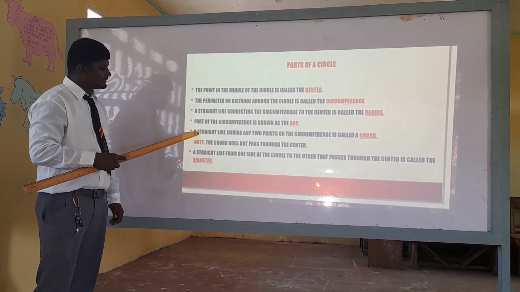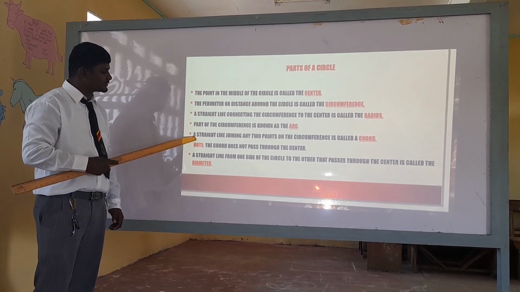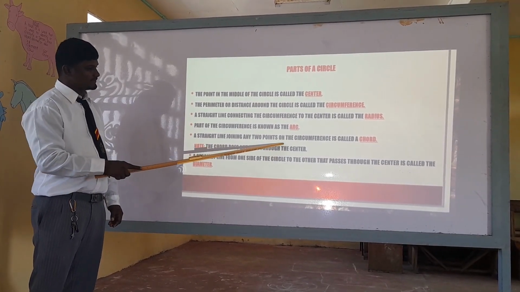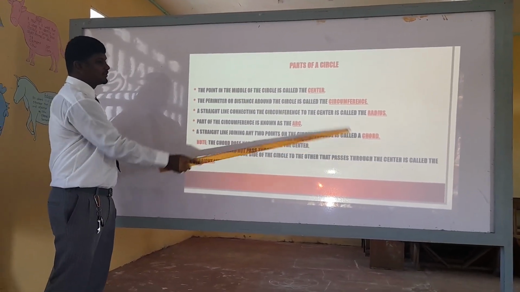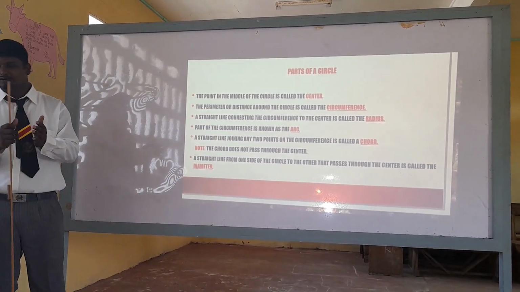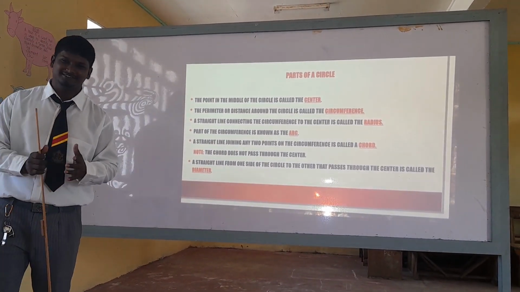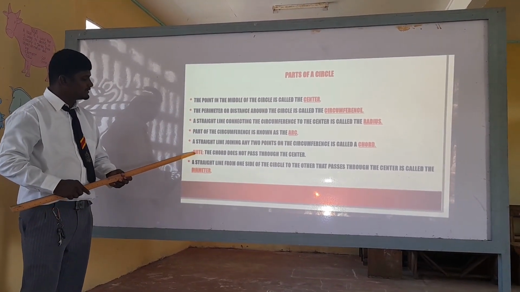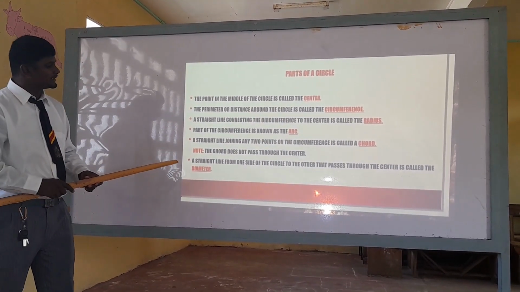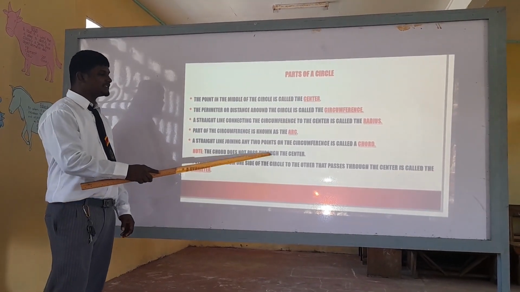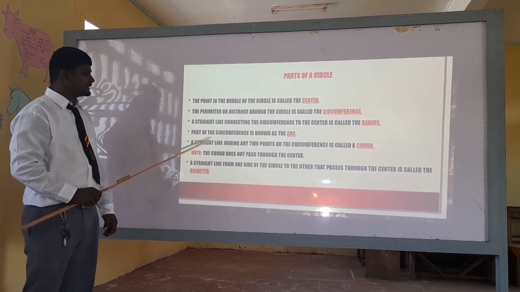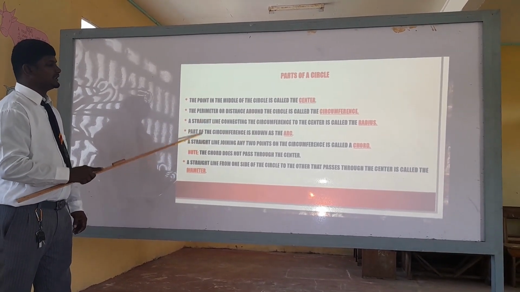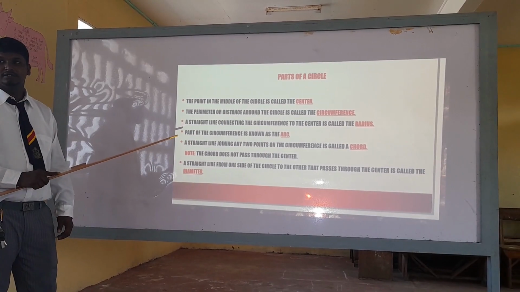This one. Let's have someone read this one. A straight line joining any 2 points on the circumference is called the chord. Chord, right? Very good. Let's give him a round of applause. Encouragement is good, right? Now there's a note here that says the chord does not pass through the center, right? Now if you look at the chord, the definition for the chord and the radius is similar, right?